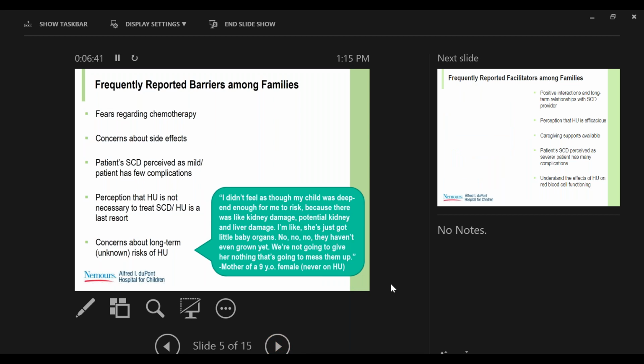And then there were concerns about long-term and unknown risks. We have about 4 decades of research on hydroxyurea in pediatric sickle cell disease, but parents do wonder about long-term risks that are just not yet documented. So this mom talks a little bit about potential kidney or liver or other organ damage related to hydroxyurea. So those were some of the things that families told us were the most important barriers when deciding whether to initiate hydroxyurea.